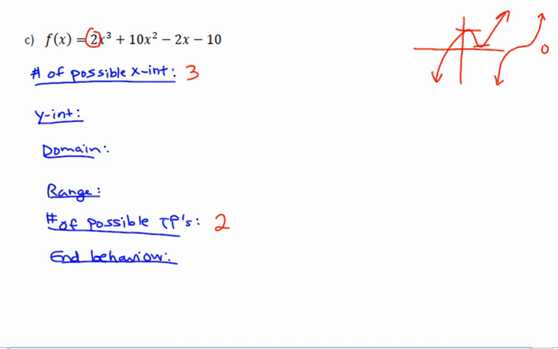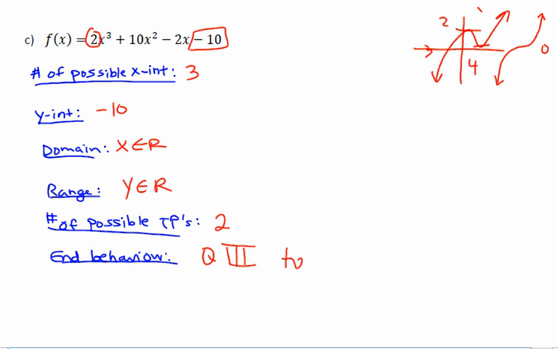Y-intercept is, okay, negative 10. Bring the sign with it. Domain, x is an element of the reals, thank you. Range. Okay, so for a cubic graph, it's very similar to a line. How far up and down will this go? Forever, so it is y is an element of the reals. And end behavior, because it's a positive leading coefficient, it goes from quadrant 3 to quadrant 1.